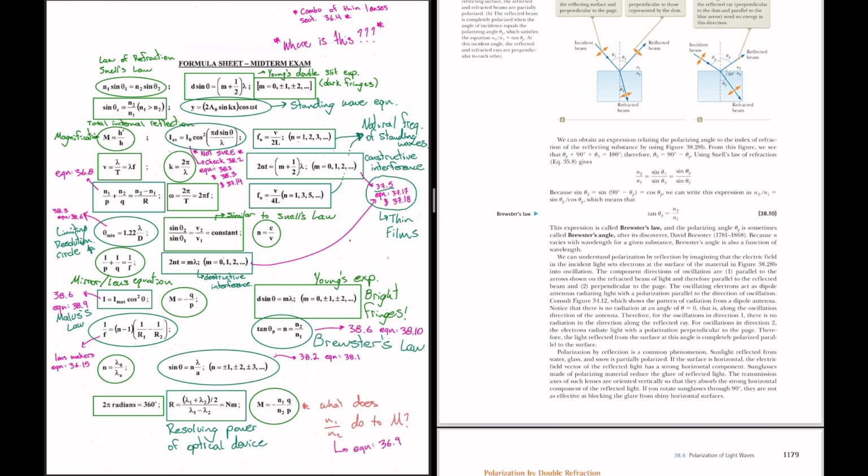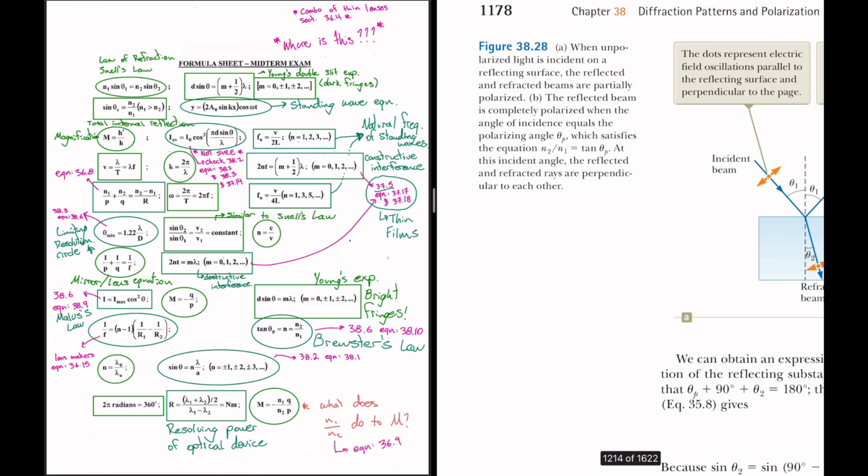Let's take a look at some of this picture here. I'm going to read figure 38.28. When unpolarized light is incident on a reflecting surface, the reflected and refracted beams are partially polarized. Interesting. B. So that's part A.